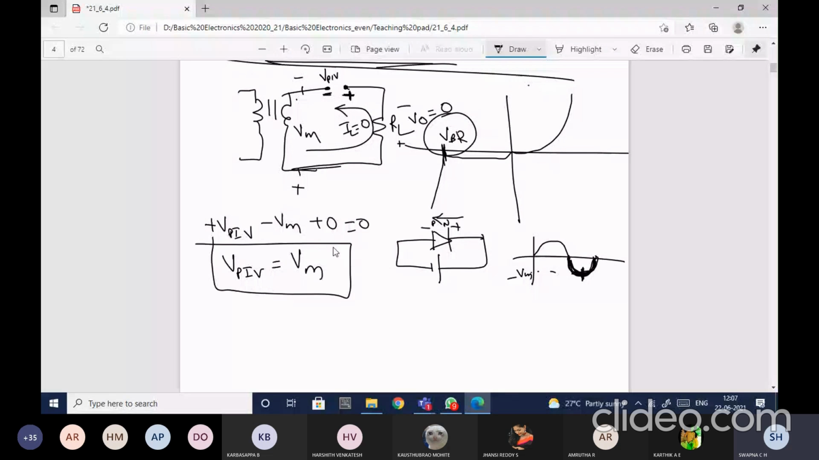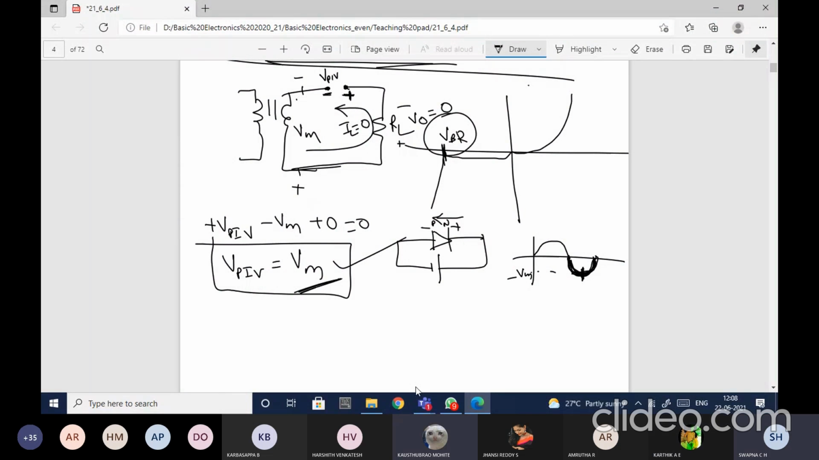Whatever Vm I am fixing, it should not exceed this maximum voltage. So the diode whichever I am selecting here, the reverse breakdown voltage should be greater than this Vm. That is what this peak inverse voltage is all about. Any doubts? Is the concept clear? PIV, peak inverse voltage, is it clear?